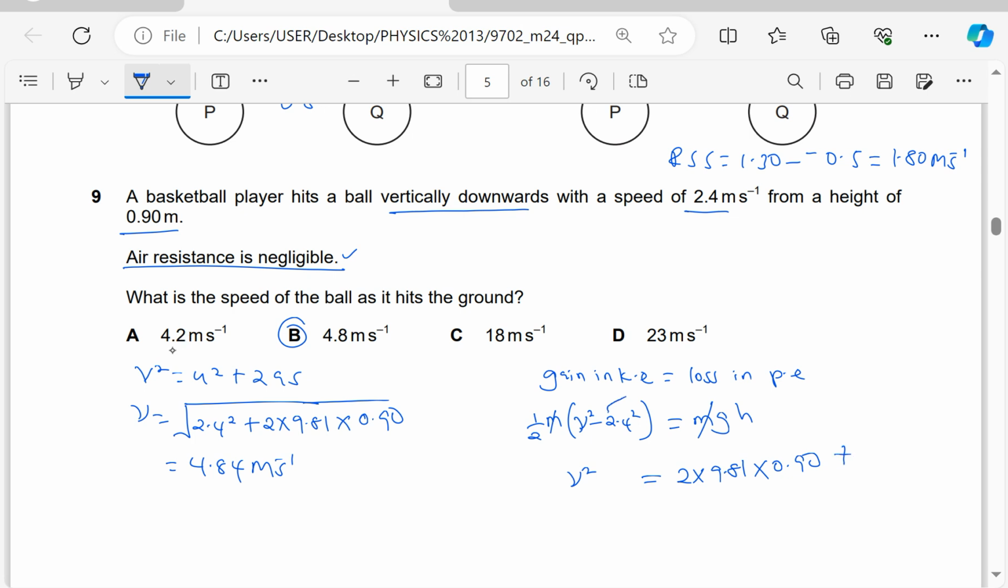I'll take this one to the other side, minus 2.4 squared to the other side. So it becomes plus 2.4 squared. You notice that this equation is almost the same as this. I just find the square root of both sides. So V is going to be the square root of 2 times 9.81 times 0.90 plus 2.4 squared, which gives us exactly the same answer.